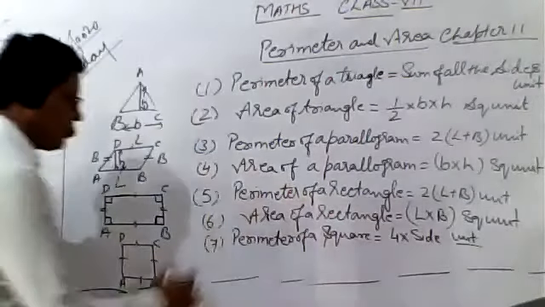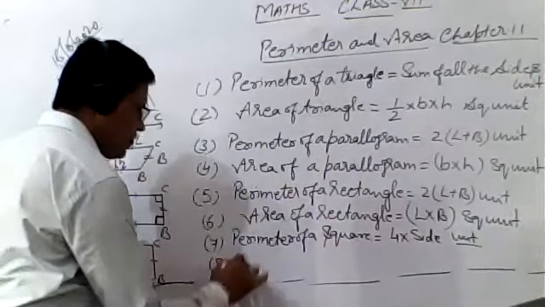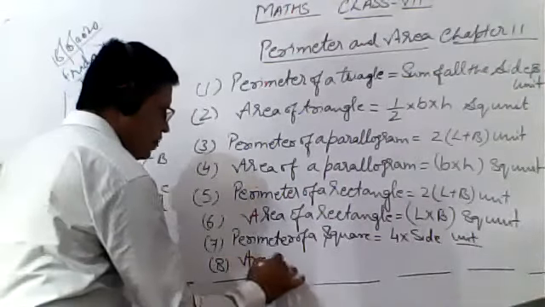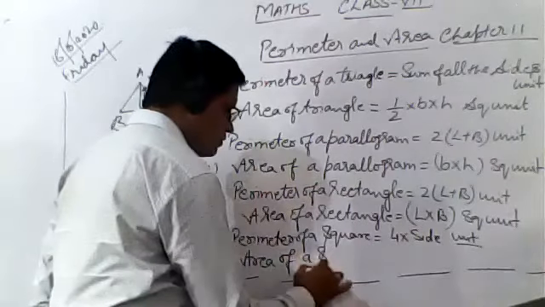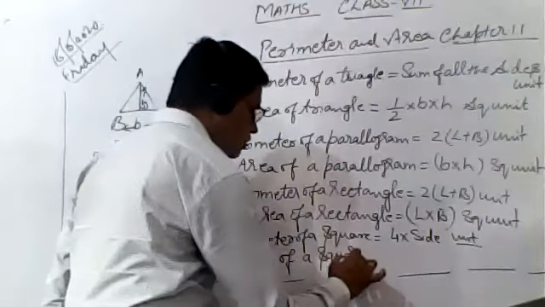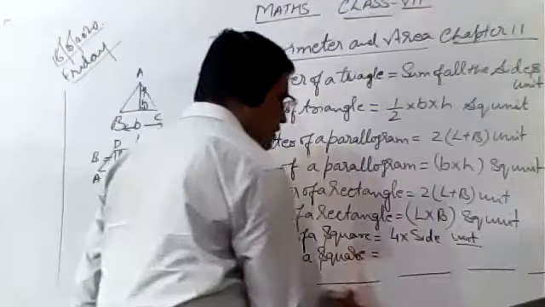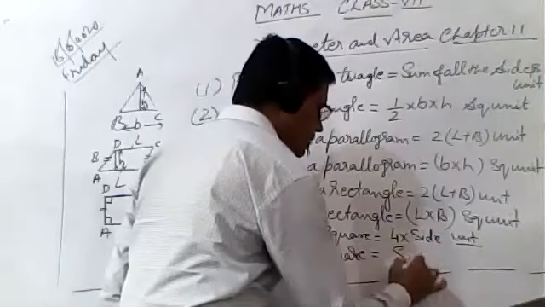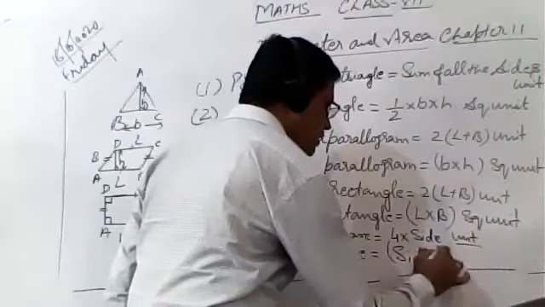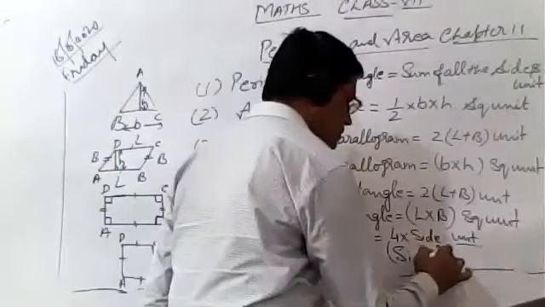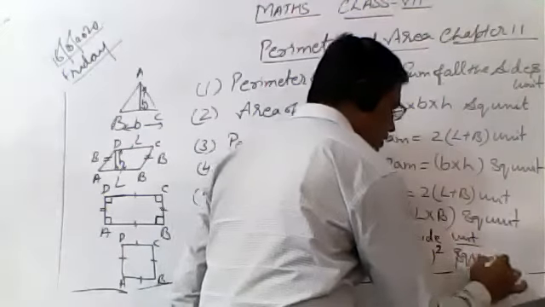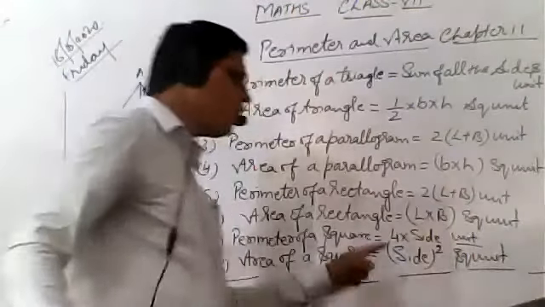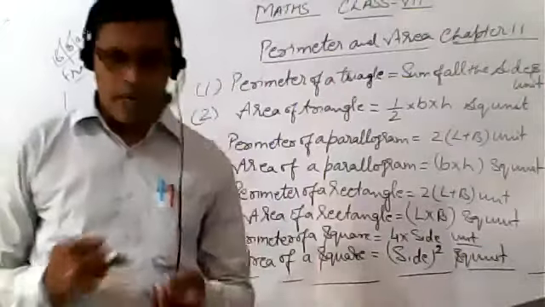And now my eighth formula, area of square equals side square. That means side into side, and unit always comes as a square unit. That means the unit of area is always in square.